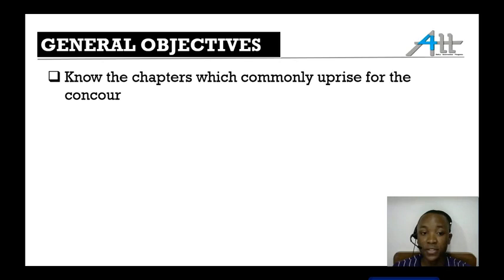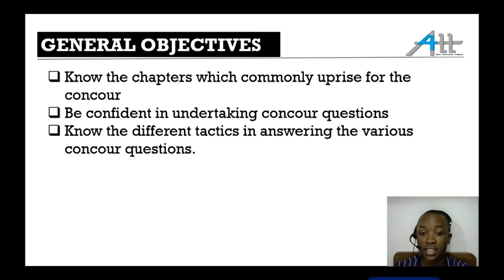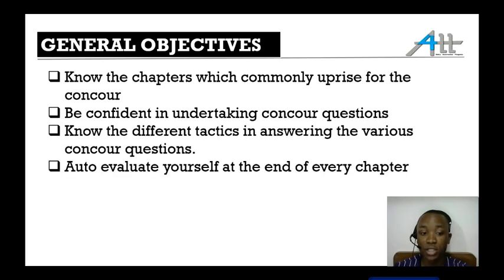For the general objectives, you need to know the chapters which commonly arise for the concours. You need to be confident in undertaking concours questions and know the different tactics in answering the various concours questions. Also, you need to auto-evaluate yourself at the end of every chapter.